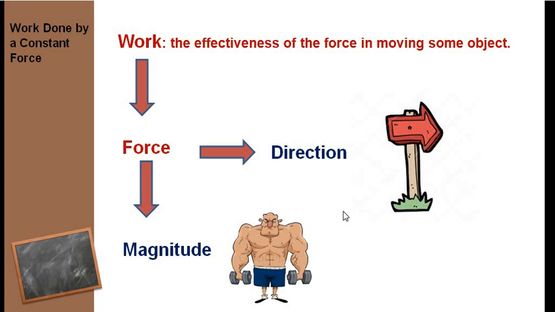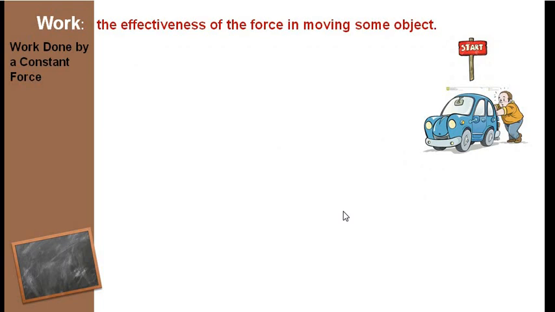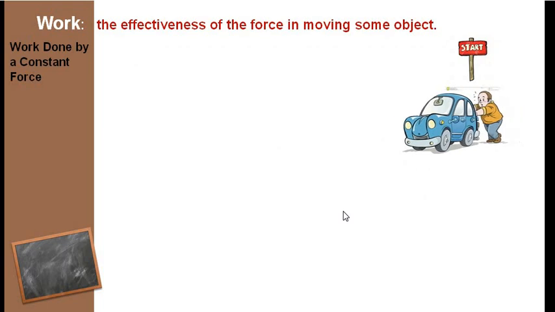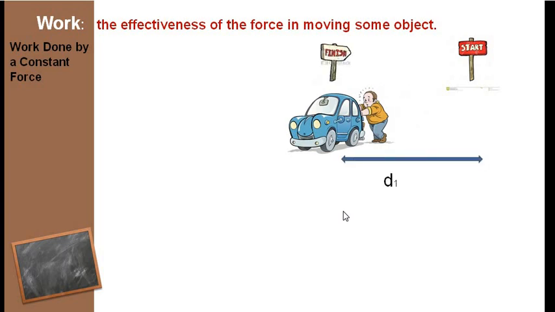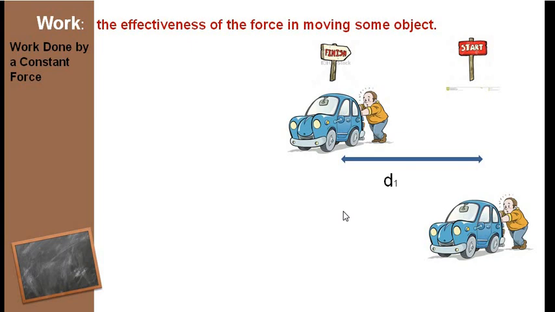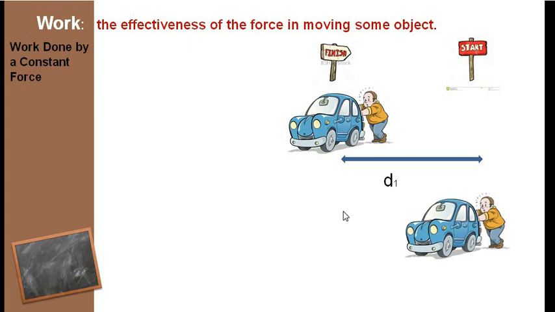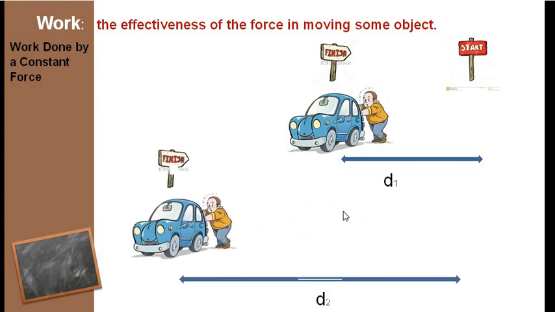Now let's look at another example. We have here a guy who pushed his car from the start sign to the final sign, through a distance or displacement d1. And in another example, we have the same guy and the same car. We will suppose that we have the same magnitude of the force, and the guy pushed the car in the same direction from the start sign to the finish sign. But in this case, he passed through a distance d2, which is obviously larger than the distance d1.